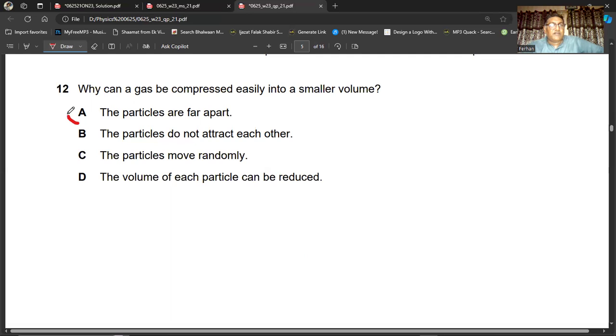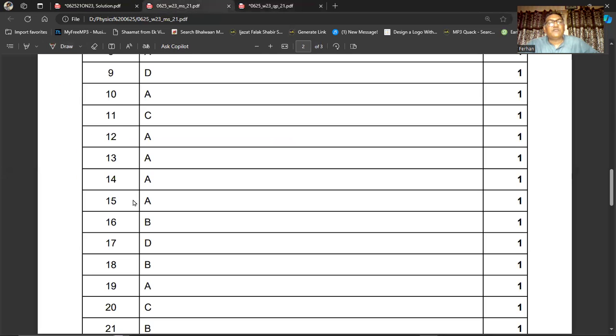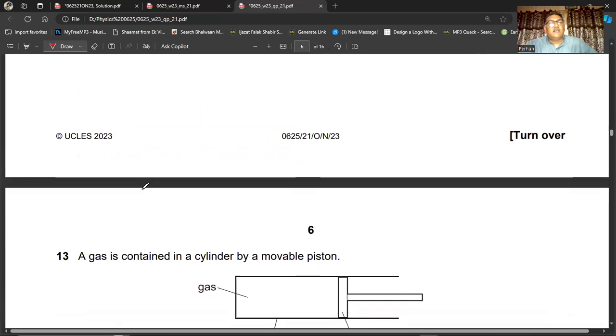Yes, this is one reason. And he says the particles do not attract each other. That's not right. The particles move not randomly. That is right, but this has nothing to do with the compression. The volume of each particle can be reduced? You cannot decrease the volume of the particles. You can decrease the distance between them. The particles are far apart. That's why you can bring them together. Question number 12, I think A is the choice. My answer is right, sir.